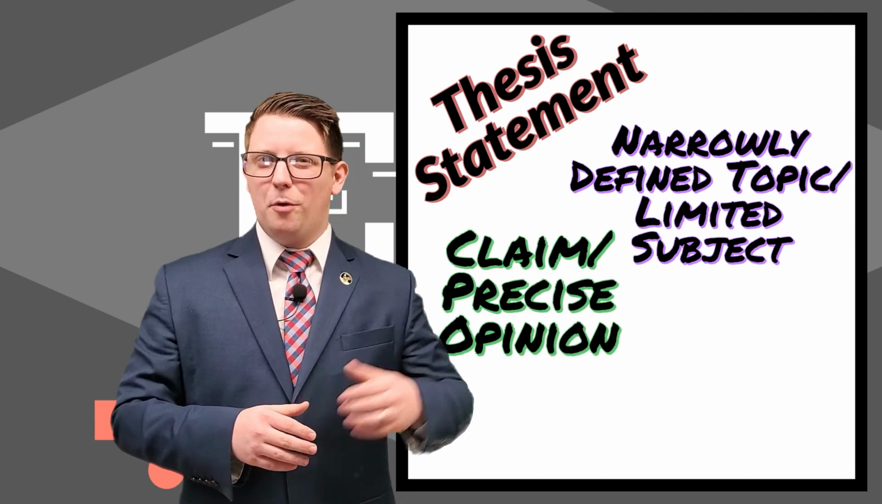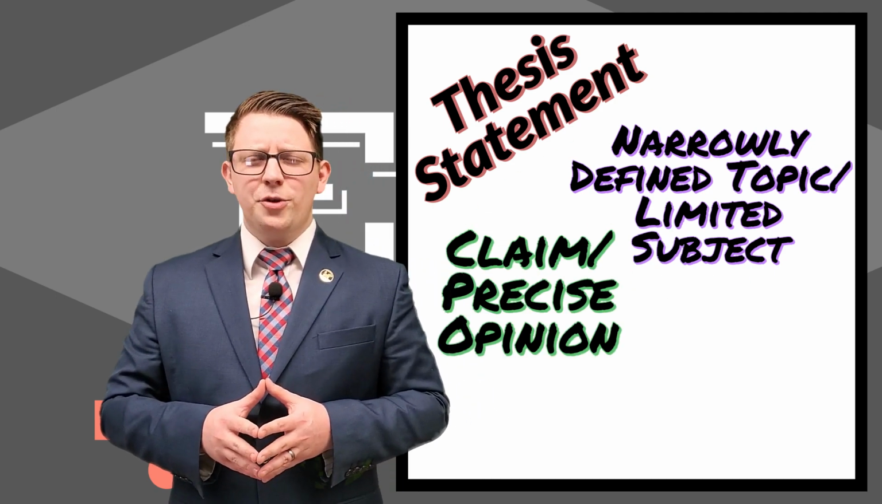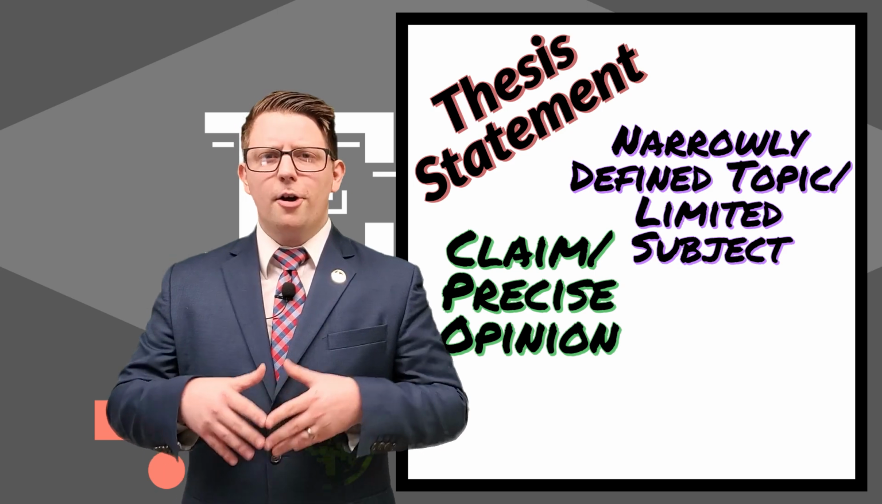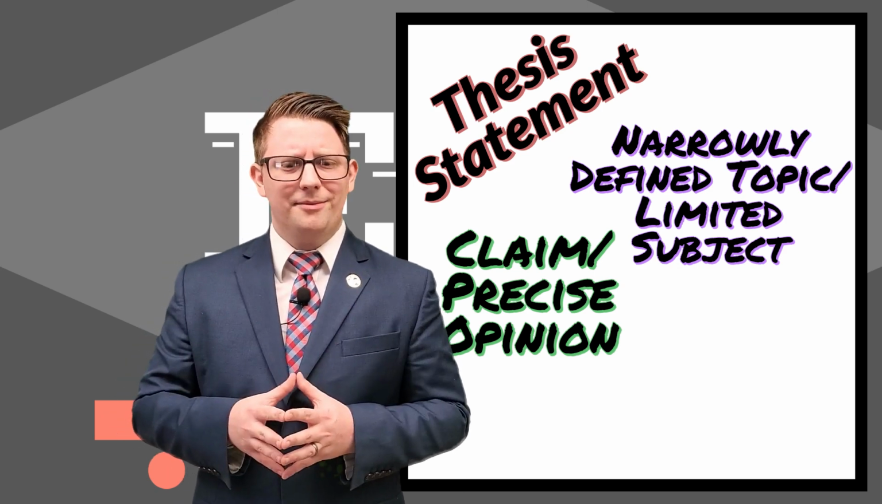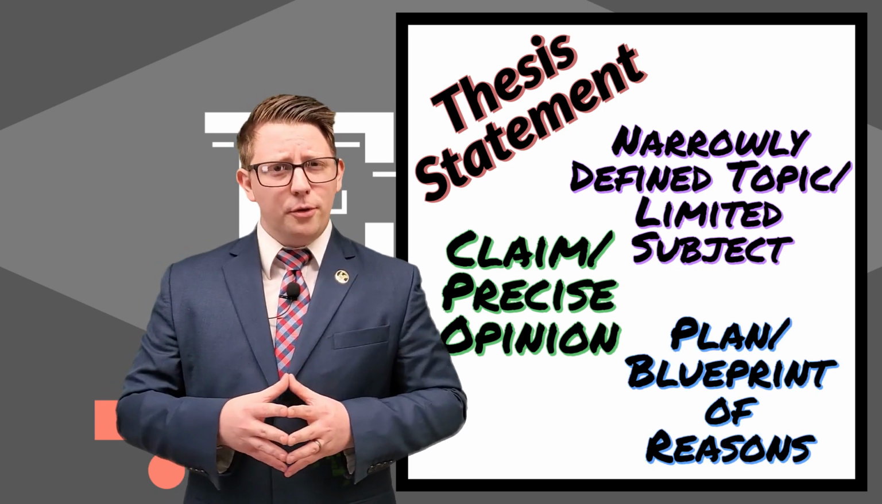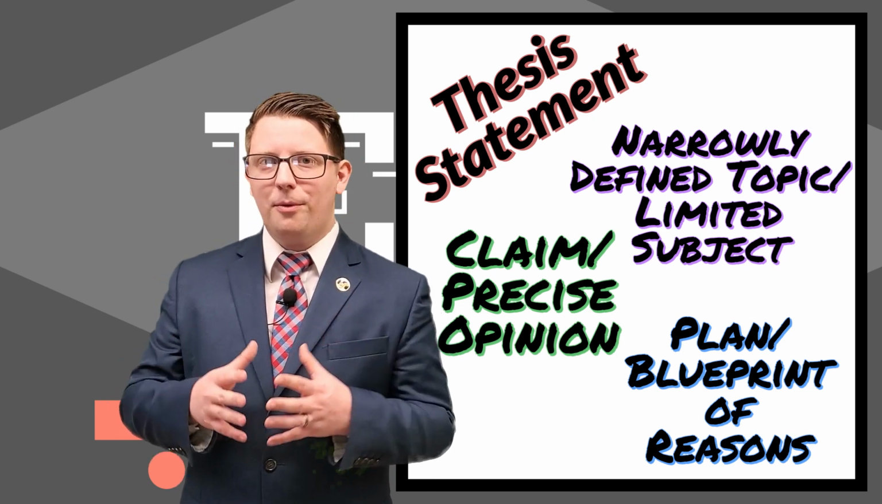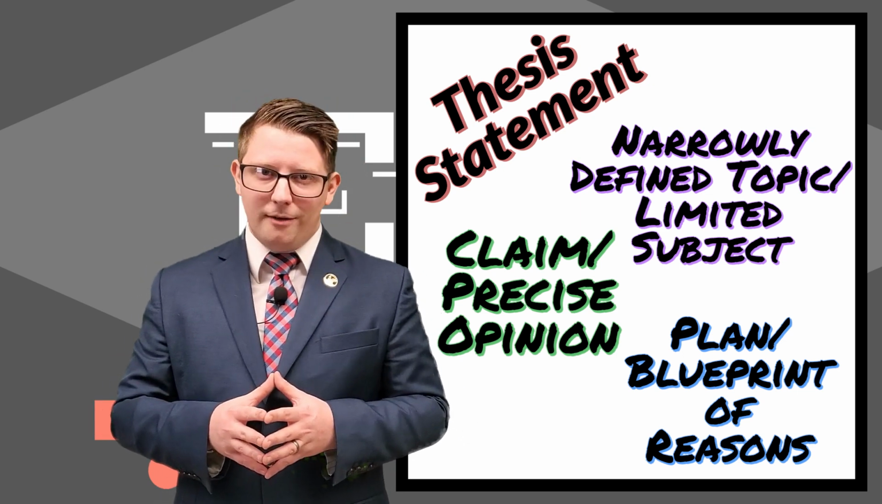Next, you're going to have something called the claim, or the precise opinion. This is your specific stance on the topic. In an argument, this is going to be the side that you take. Lastly, we have something called the plan, or the blueprint of reasons. This is where we prove our point and show the other person that we are in fact correct.